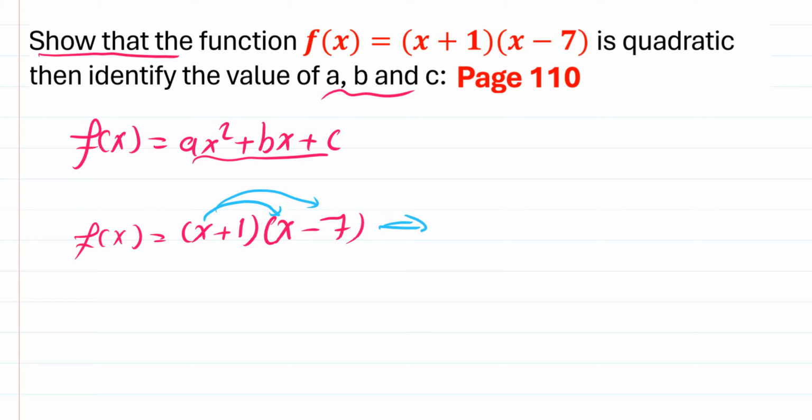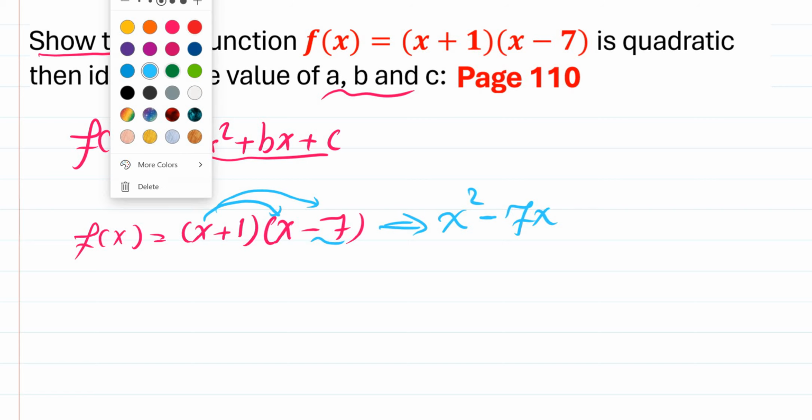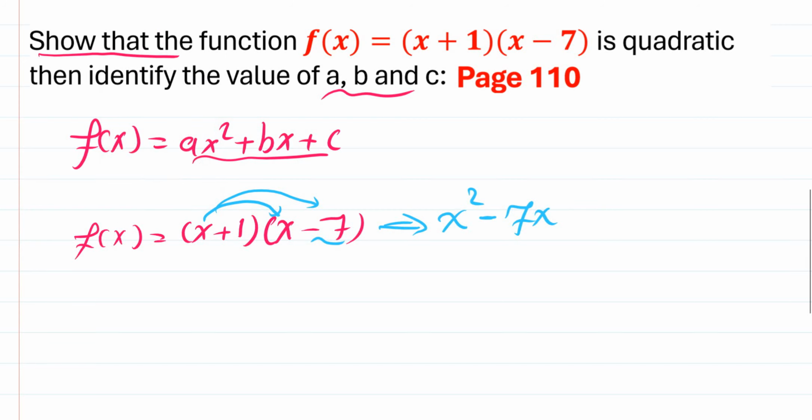Then we obtain x times x equals x squared. Then x times negative 7, be careful, equals negative 7x. Then x is finished. We will go to the second term in the bracket, which is positive 1. Positive 1 times x equals positive 1x. Then positive 1 times negative 7 is going to be negative 7.